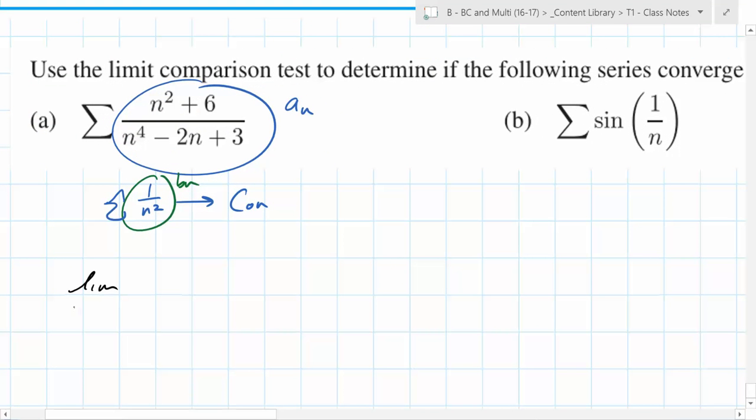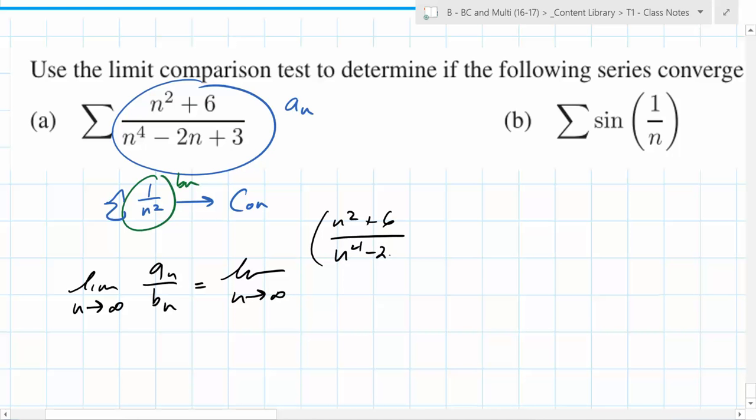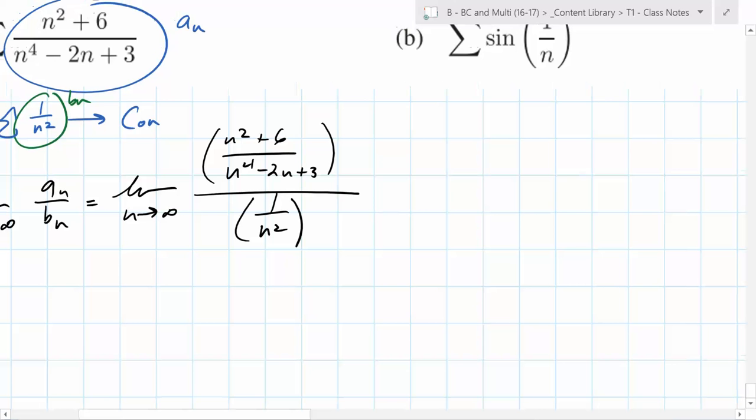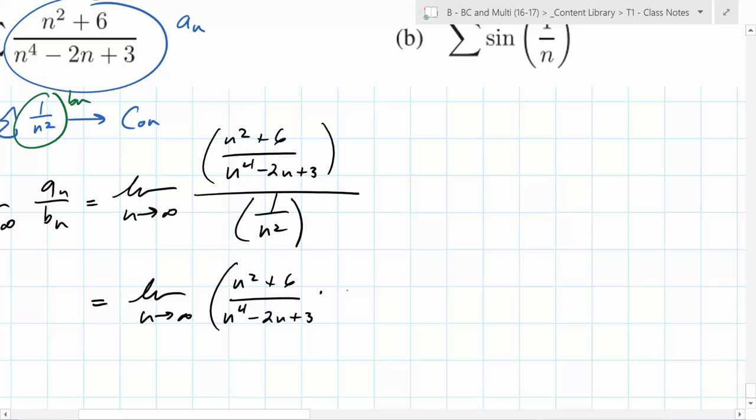The limit as n goes to infinity of an over bn. And in that case, what is it? It's the limit as n goes to infinity of n squared plus 6 over n to the 4th minus 2n plus 3, all over 1 over n squared. That looks terrible, but what happens when you simplify it? You end up with the limit as n goes to infinity of n squared plus 6 over n to the 4th minus 2n plus 3 times n squared over 1.